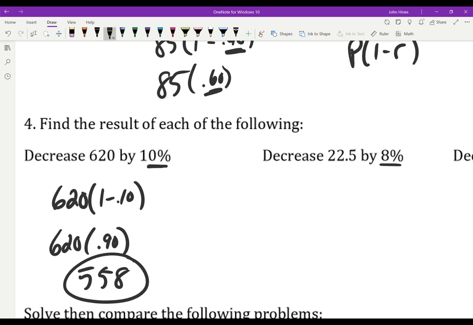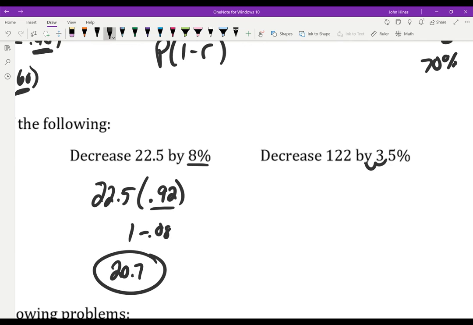Decrease this by 8%. So if I'm losing 8%, what am I actually keeping? Well, 92 and 8 make 100%. That's 1 minus 0.08. So 92% is my multiplier. That gives me 20.7.